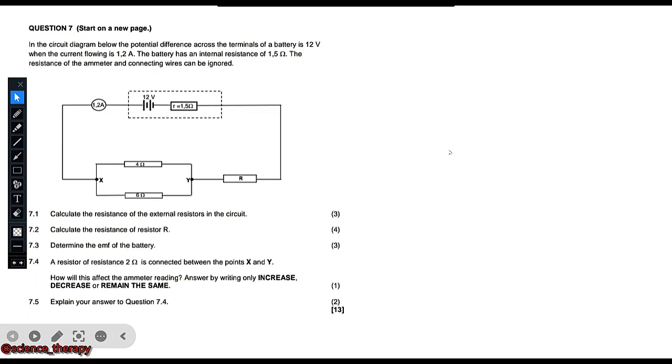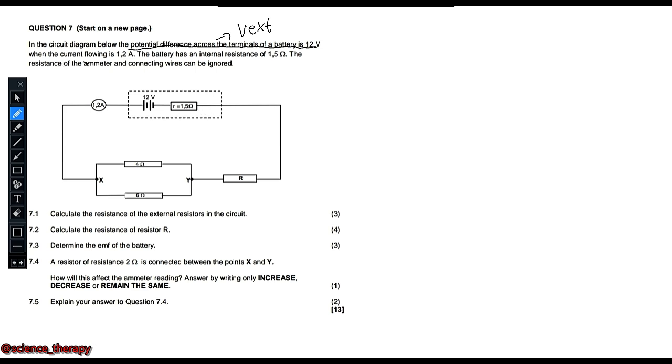Okay, so we have question 7. It says in the circuit diagram below, the potential difference across the terminals of a battery is 12 volts. Note, we are given the potential difference across the terminals of a battery, so in other words, we are given the external voltage. The 12 volts there is not the EMF, it is the external voltage. Looking at where it is indicated, it is indicated directly next to this battery. So this 12 volts is not inclusive of the V internal that will be lost as a result of the internal resistance.